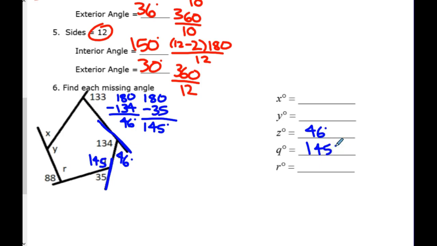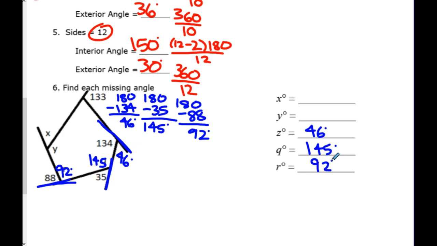What else can we find out? R is next to us. 88 degrees makes a straight line. That's a linear pair, right? So 180 minus 88. 72 degrees. Wait. Oh, of course. 180 minus 88 is 92 degrees. So R would be 92 degrees. I thought y'all could do computations.